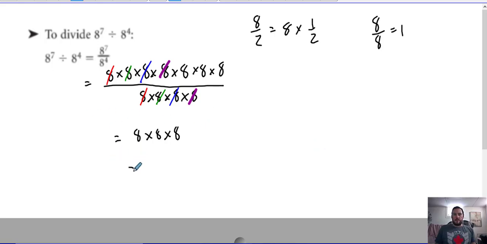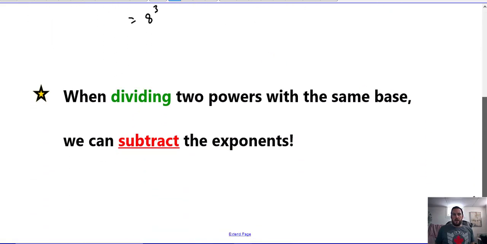So what is this as a power? Well, it's simply just 8 to the power 3. And again, notice I started with 7 and 4. Well, what is 7 minus 4? 7 minus 4 is 3. So just like with multiplication, when we divide powers with the same base, we simply just subtract the exponents. So when we multiply powers with the same base, we add the exponents. When we divide powers with the same base, we subtract the exponents.